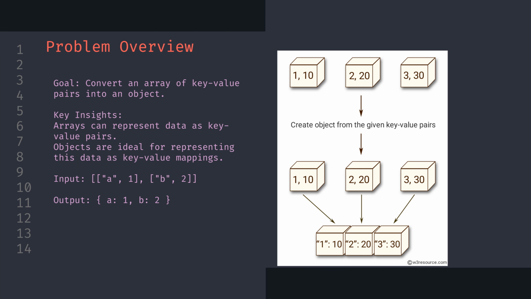The problem involves taking an array of key value pairs and transforming it into an object. For example, in the array of A1 and B2, it becomes A1, B2. This transformation is simple yet powerful for many use cases.